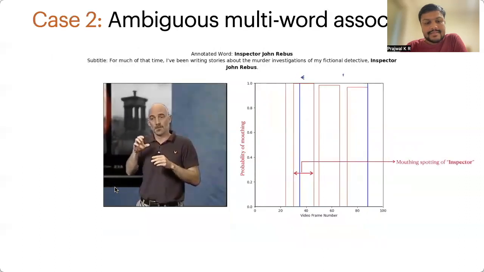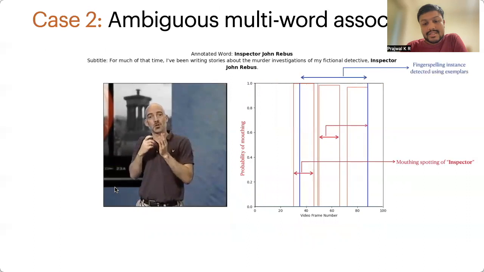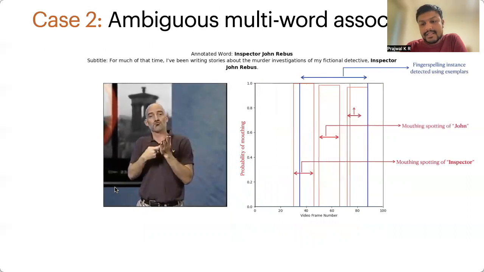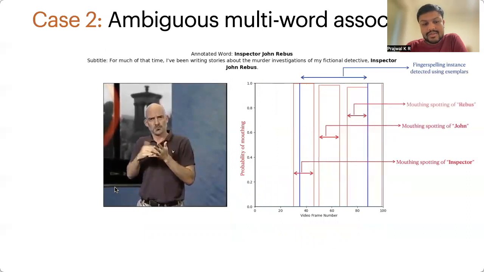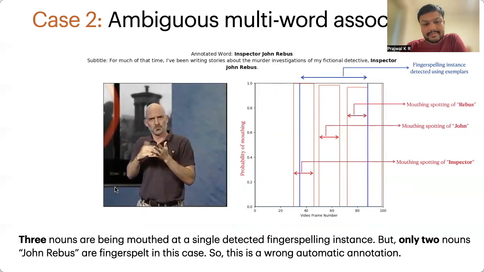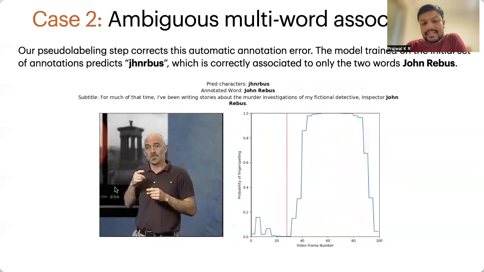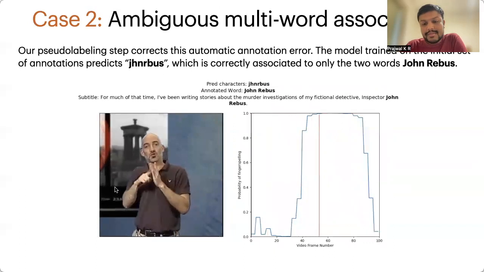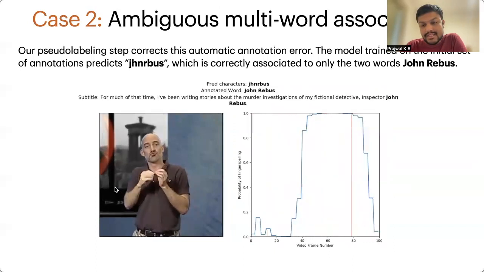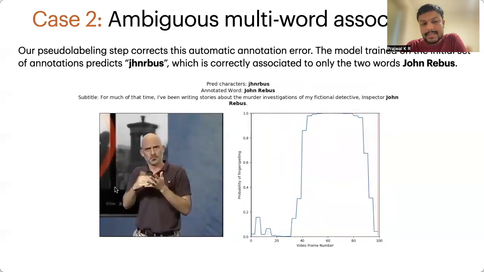A second case is if multiple nouns are mouthed, but only some of them are fingerspelled. Here, Inspector John Rebus is mouthed, but only John Rebus is fingerspelled. As you can see, the model that we trained on the initial set of annotations only predicts JHNRBUS, which tells us to remove the word inspector from the annotation, thus giving us the correct word.